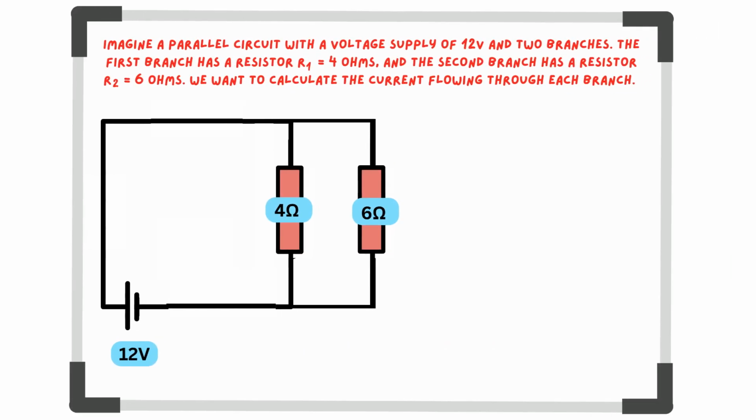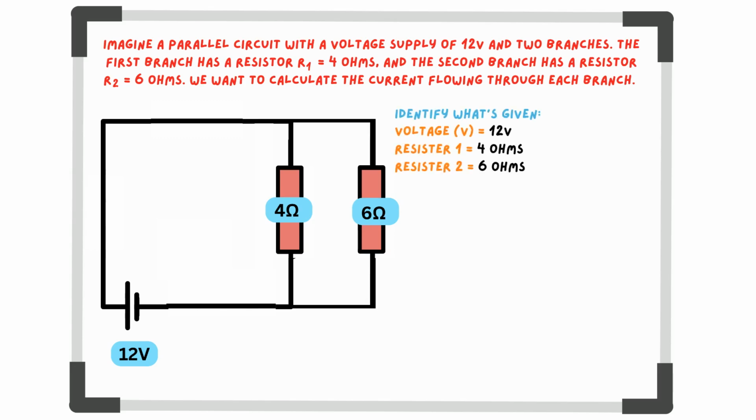Let's apply what we've just learned to an example. Imagine a parallel circuit with a voltage supply of 12 volts and 2 branches. The first branch has a resistor R1 equal to 4 ohms, and the second branch has a resistor R2 equal to 6 ohms. We want to calculate the current flowing through each branch, through R1 and R2.